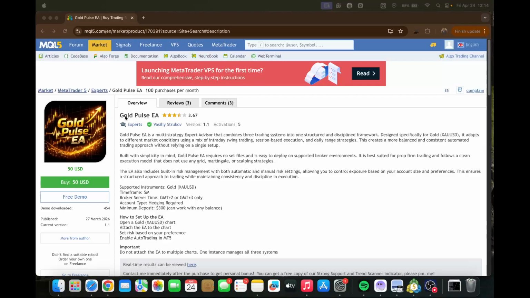And this Gold Pulse EA we're talking about is from a developer named Vasily Strokov. Yeah, this is a very popular developer in the MT4 community, and it's built specifically for trading gold, XAUUSD. The seller presents it as a smart multi-strategy expert advisor that mixes 3 different systems into one clean package. Sounds interesting for prop traders, so let's break it down properly.